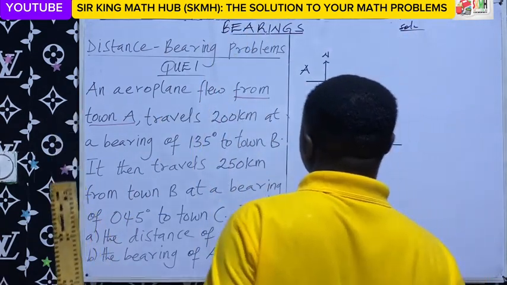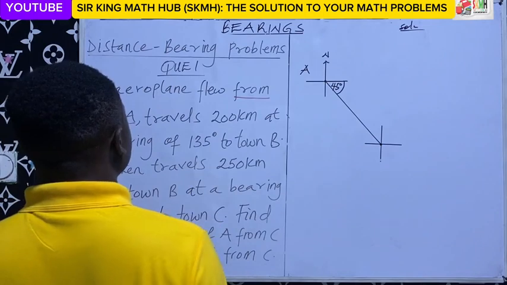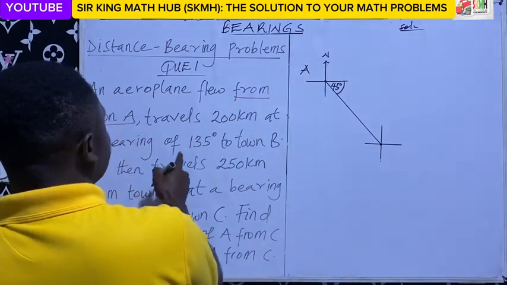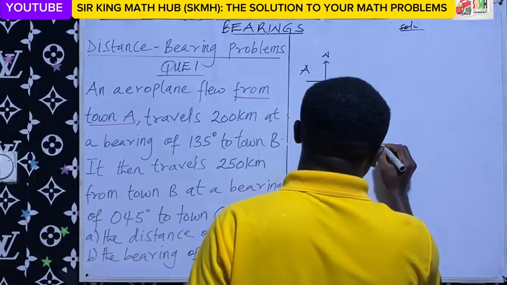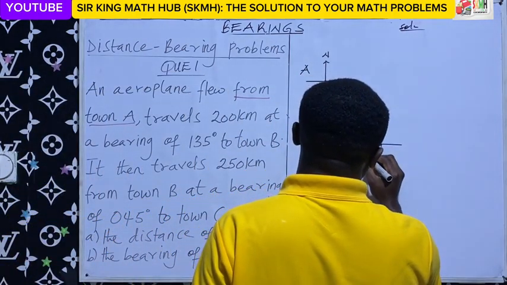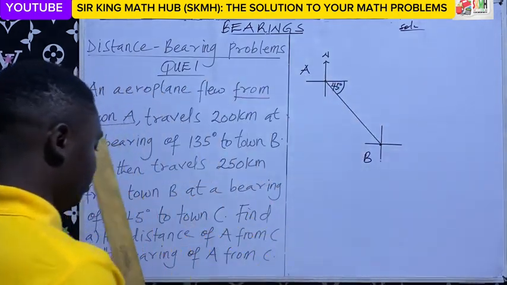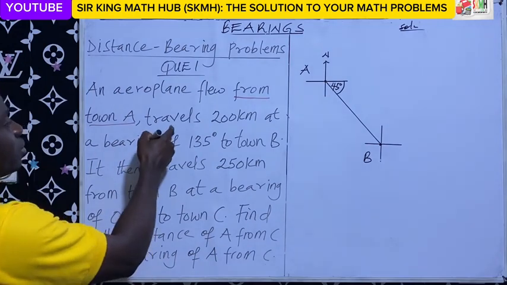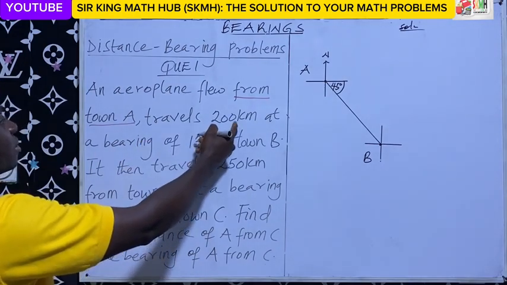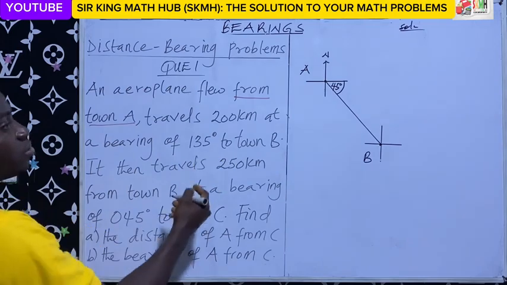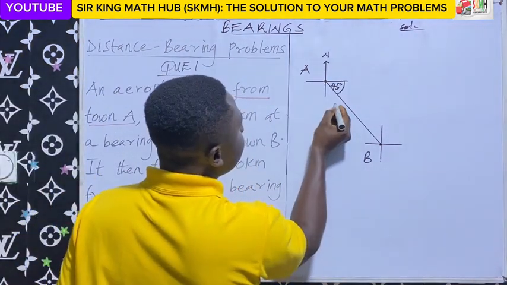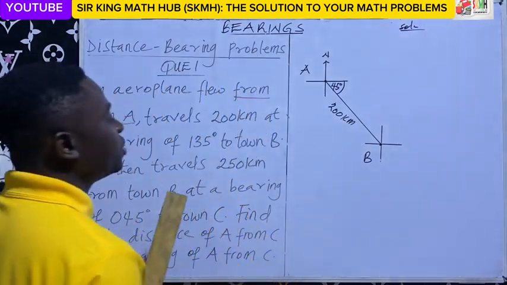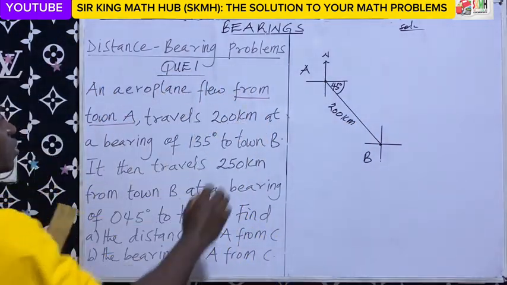Which town should be here? It flew from town A to town B. So here is town B, and we can name it town B. What was the distance between town A and town B? It travels 200 kilometers from town A to town B. So it means that the distance between town A and town B measures 200 kilometers. So we are done with the first one.